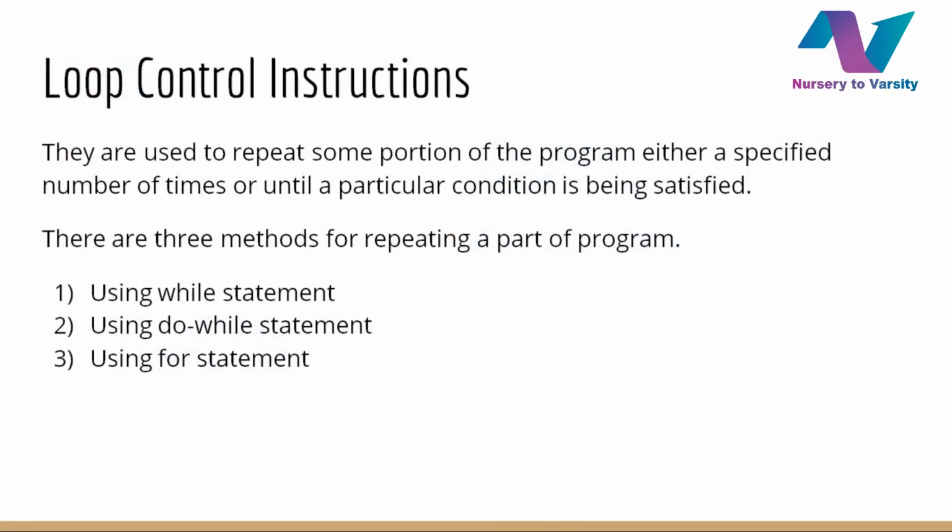Now, what do the loop control instructions do? They are used to repeat some portion of the program either a specified number of times or until a particular condition is satisfied. So there are three methods for repeating a part of the program: using the while statement, using the do while statement, and the third, using the for statement. And in this tutorial we will learn our first method, the while loop.